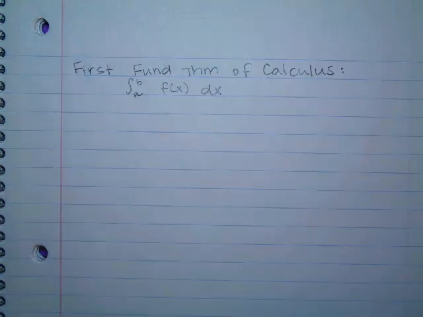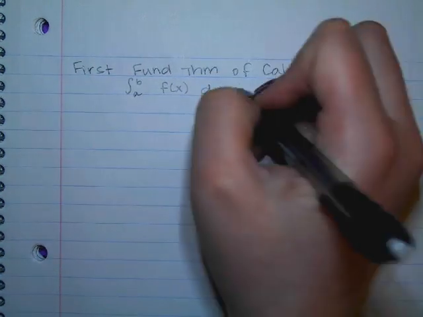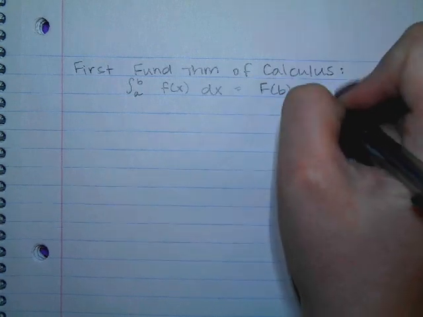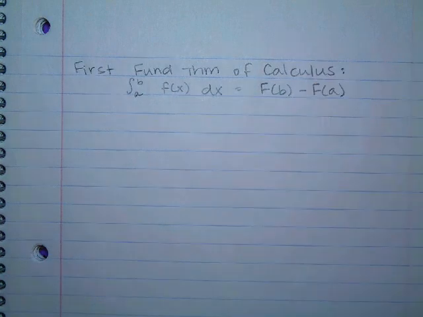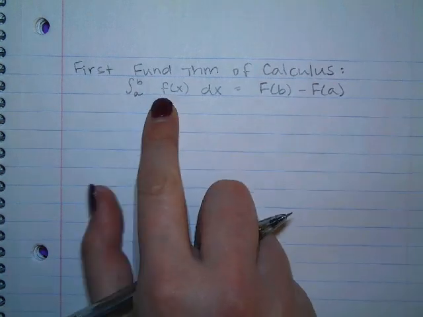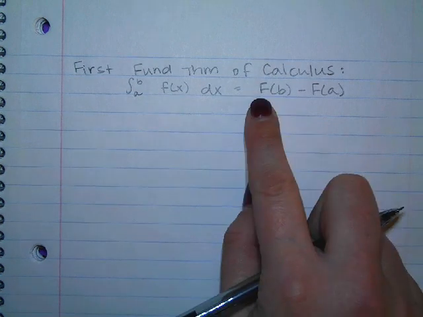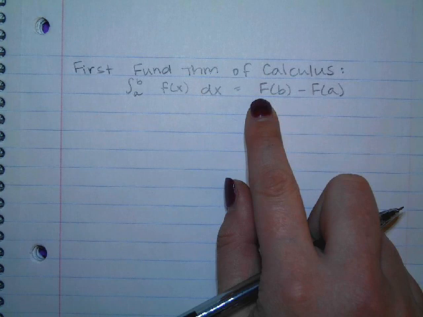It is basically a definite integral, right? You evaluate a definite integral. So that would be capital F of b minus capital F of a. And remember, I'm using lowercase f to represent the function, capital F to represent the antiderivative. So when I talk about the first fundamental theorem of calculus, that's what I mean.